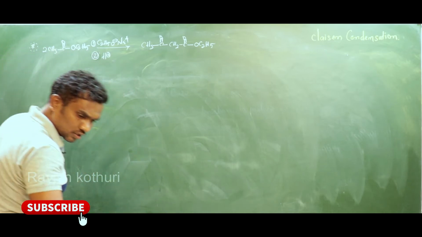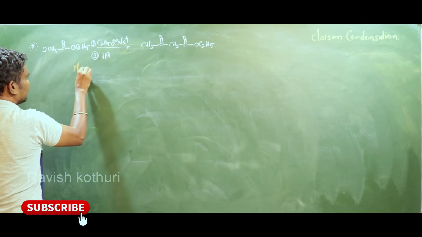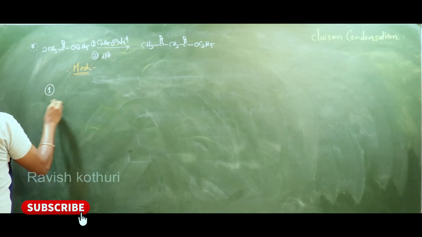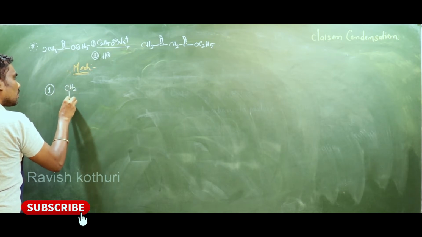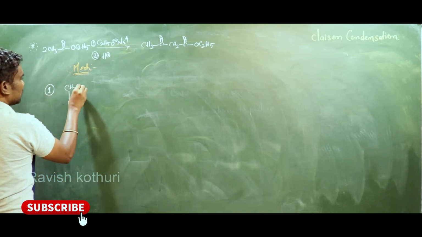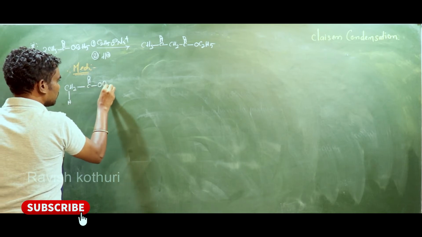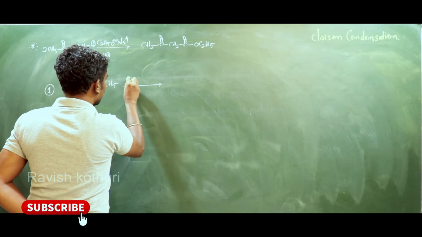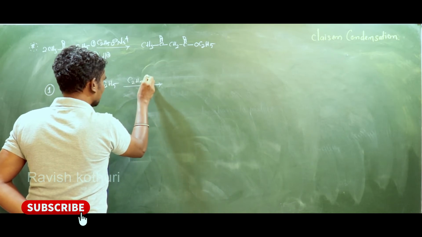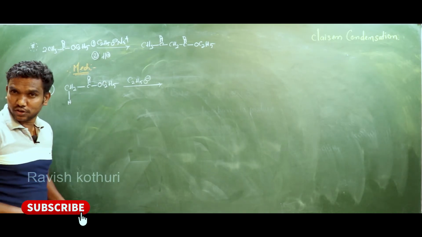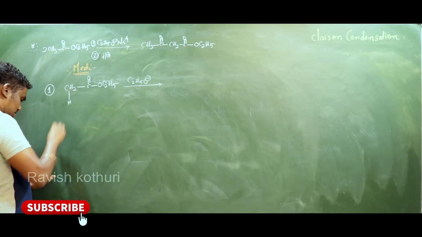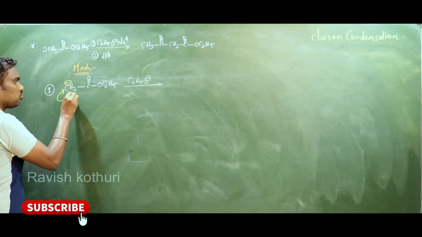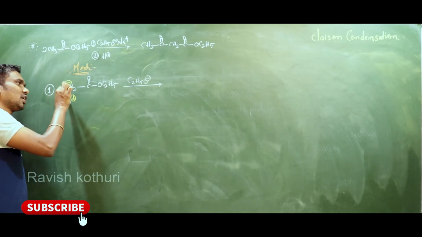See, MEC stands for mechanism. The first step: CH3, C double bond O, C2H5. For our convenience I have written it like this. Added strong base, that is C2H5O-. Now observe carefully. See here, first of all what happens? Homolytic cleavage takes place. It gets negative charge, it gets positive charge. Carbon gets negative charge, hydrogen gets positive charge.